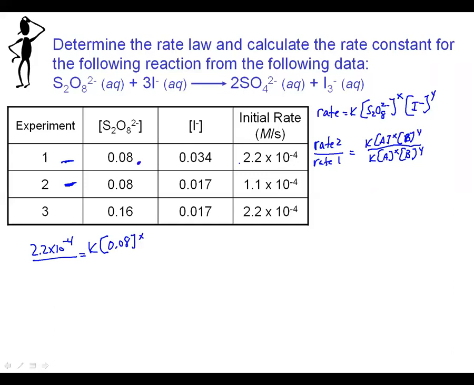So again, everything I just wrote was all from experiment 1. And now I'm going to put in everything here for experiment 2 all the way across. So the rate here, 1.1 times 10 to the minus 4, K, and here our concentration of this one is constant, and we're varying this one. So again, we're going to do some math. We're going to divide those two, and that is going to give us 2.